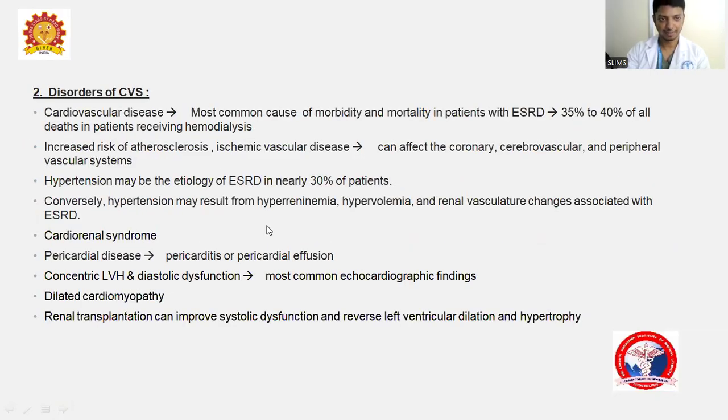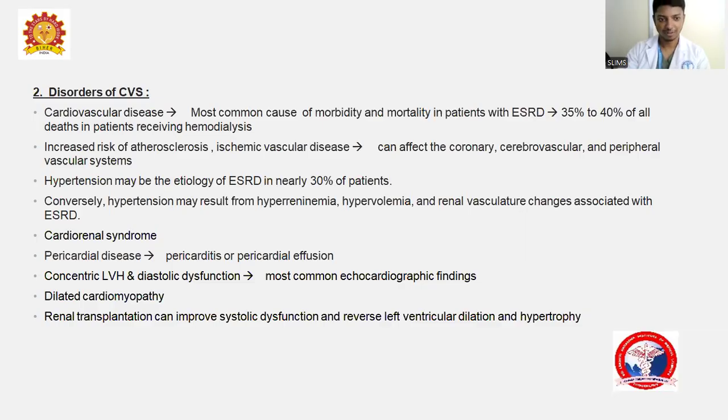Coming to disorders of the cardiovascular system, the most common cause of morbidity and mortality in patients with ESRD is cardiovascular disease, which can lead to death in up to 35 to 45% of all patients receiving hemodialysis. There is increased risk of atherosclerosis and ischemic vascular disease, which can affect the coronary, cerebrovascular, and peripheral vascular systems. This can also be associated with hypertension, which can be the etiology of ESRD in nearly 30% of patients. Conversely, hypertension may result from hyperreninemia, hypervolemia, and renal vascular changes associated with ESRD.